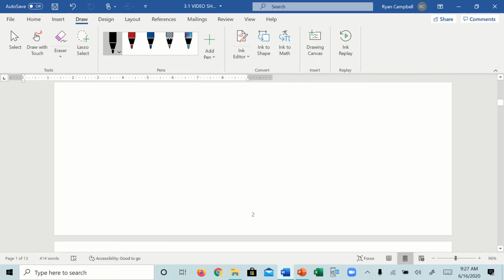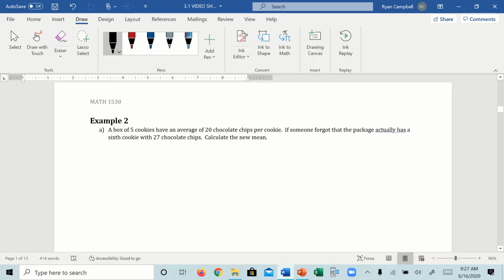All right, let's look at example number 2. Hopefully that was easy. So now let's do a little harder one. A box of 5 cookies has an average of 20 chocolate chips per cookie. If someone forgot that the package actually contains a 6th cookie with 24 chocolate chips, let's calculate the new mean. So this box of cookies we thought had 5 with an average of 20 per cookie. However, there was actually 6 in there the whole time.